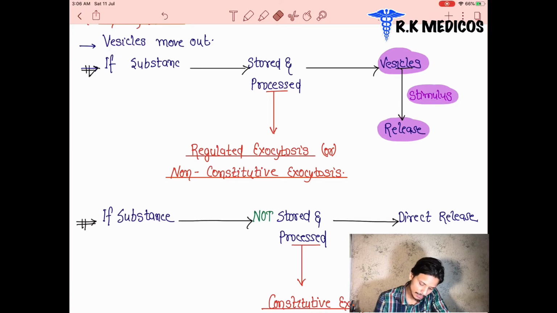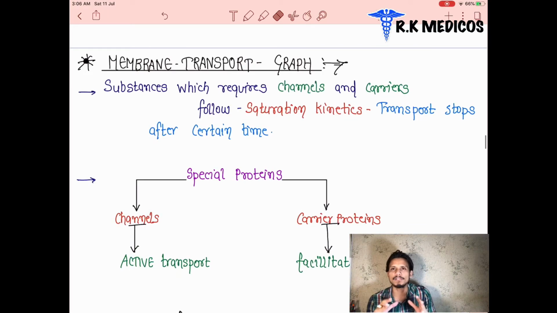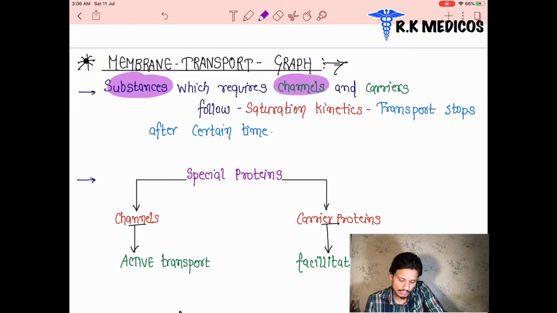In the next section we are going to discuss the membrane transport graph. This is a simple presentation of what we discussed till now, how the channels and the different types of carrier proteins work. Here we can see the substances required for channels and carriers, and what their transportation mechanism is.